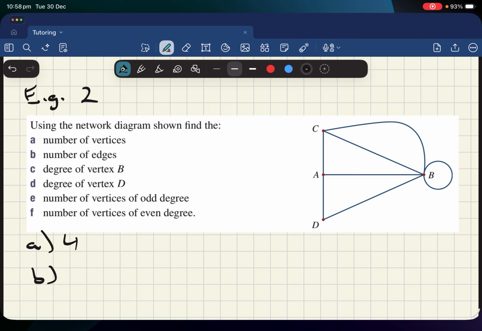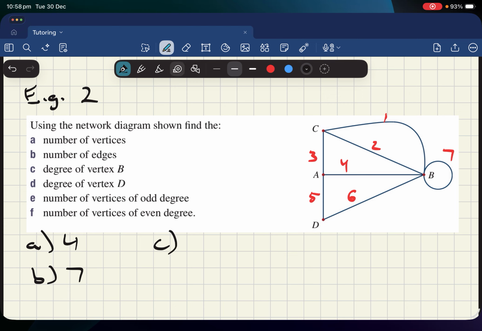Let's count them. 1, 2, 3, 4, 5, 6. Now remember, a loop only contributes 1 edge. It has a degree of 2, but we only think of a loop as 1 edge. That's what makes it a little bit tricky to deal with. But the number of edges here is 7.